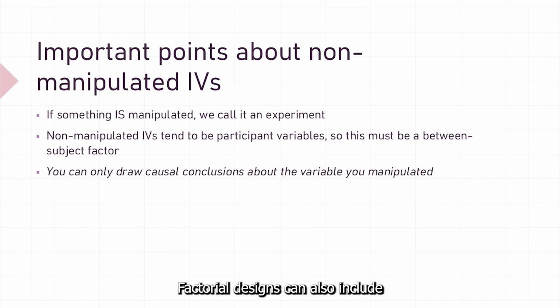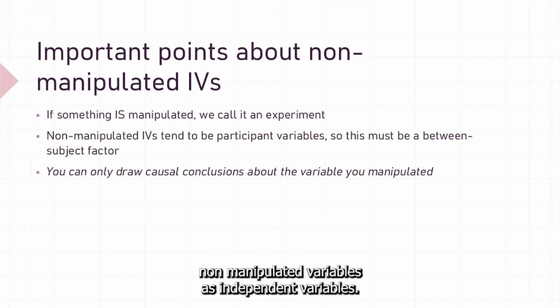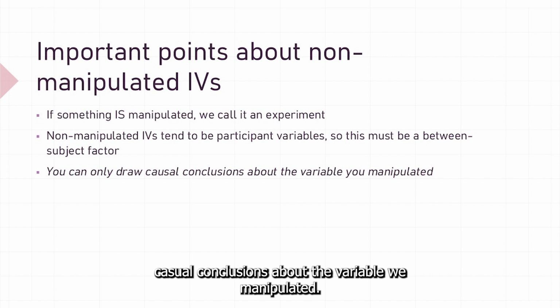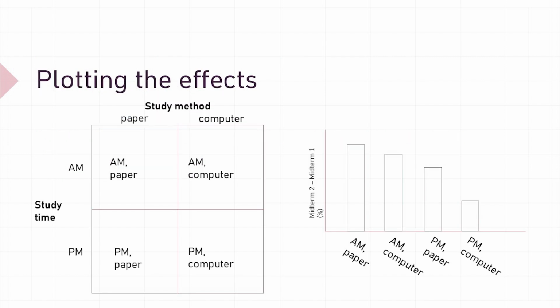Factorial designs can also include non-manipulated variables as independent variables. A factorial design with non-manipulated variables can still be considered an experiment as long as at least one other variable is being manipulated. It is important to note that we can only draw causal conclusions about the variable we manipulated. Let's move on to the next topic.